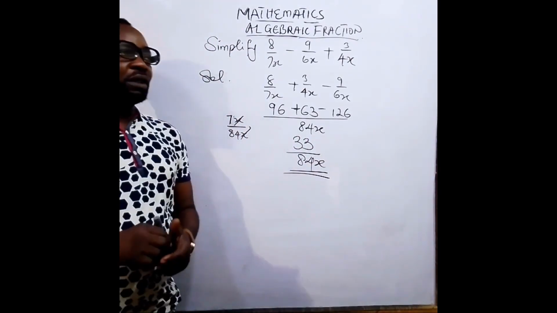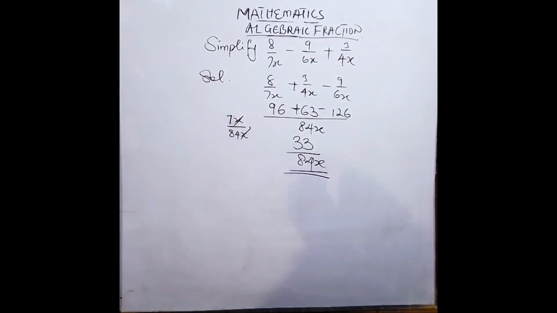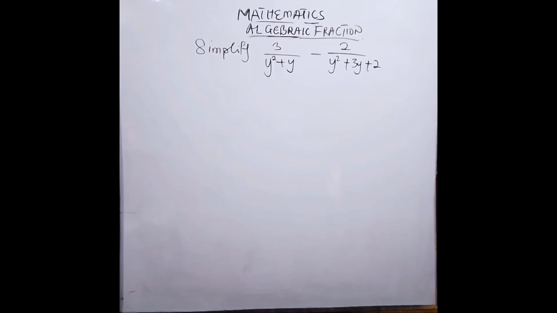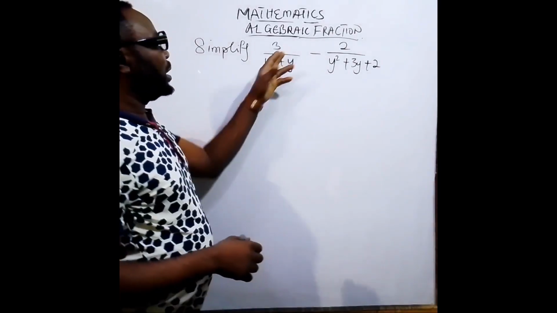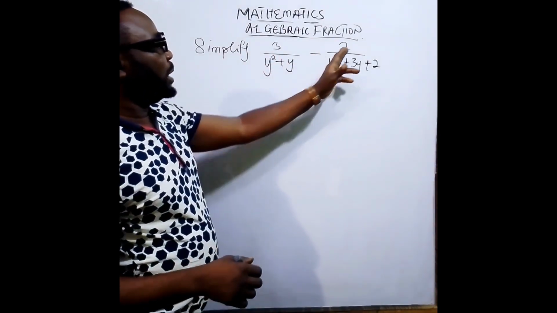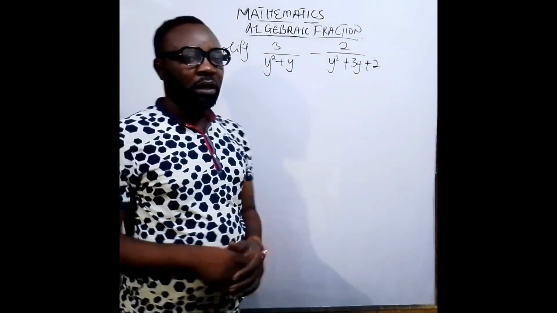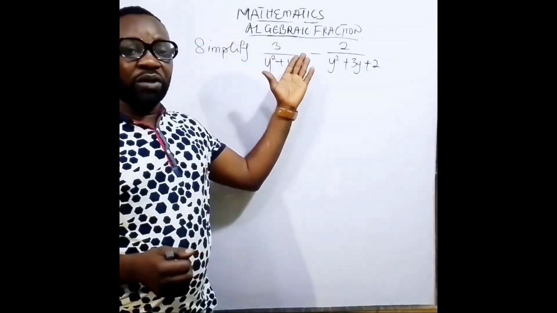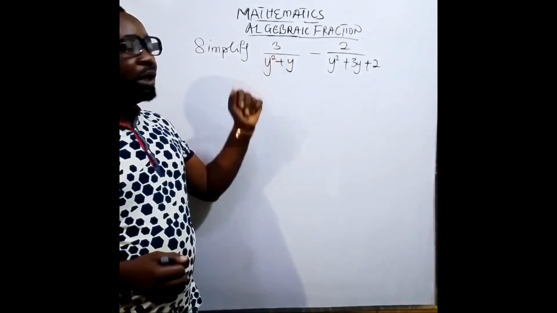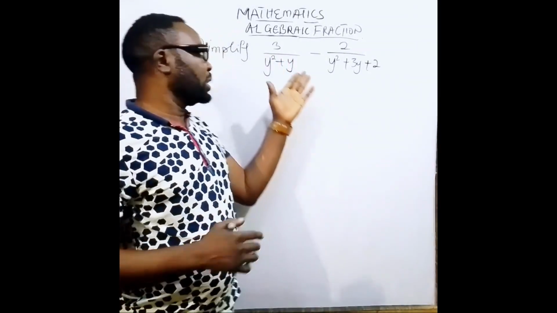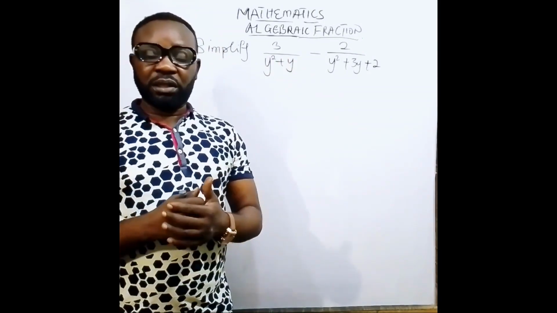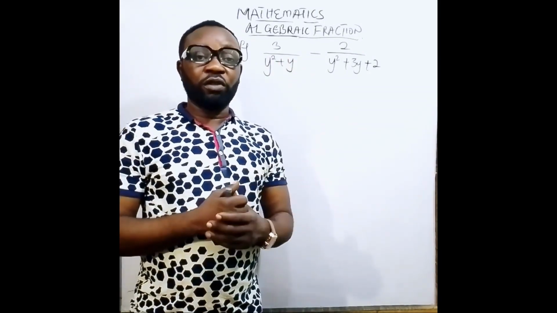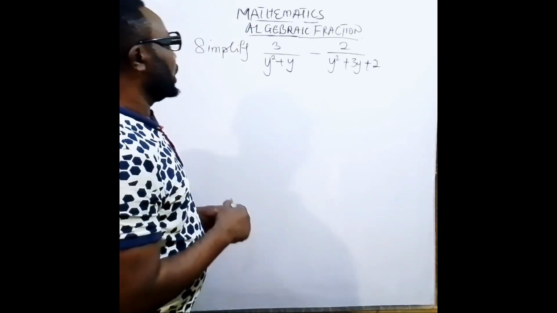Take note of it. We're going to have another question now, where we're going to have a binomial fraction. This other question says you should simplify 3 over y squared plus y minus 2 over y squared plus 3y plus 2. If you look at this question very well, you will discover that this is a very good example of a binomial fraction, because at the denominator, the terms we have there are more than one, unlike the first question that we solved. Now, how do we solve this?